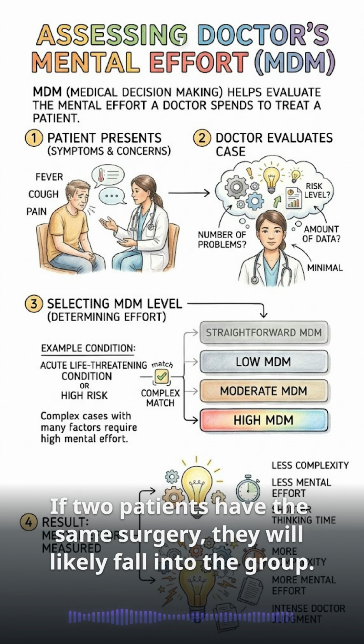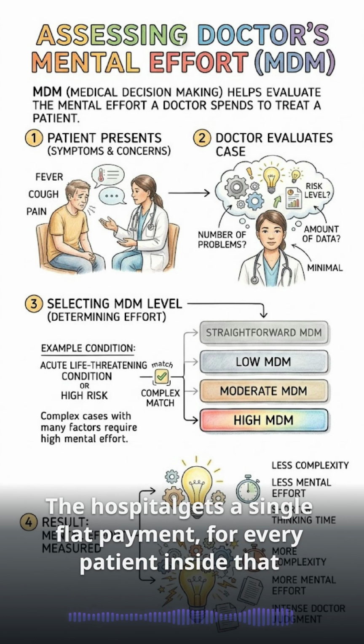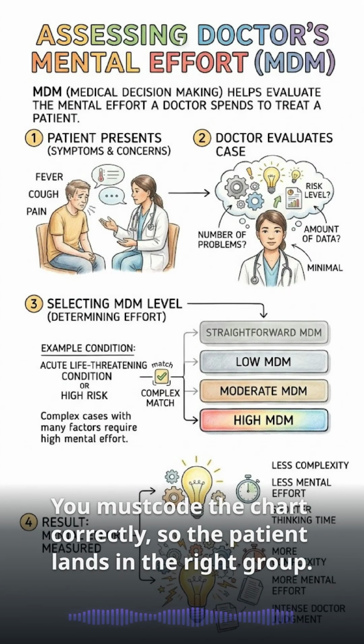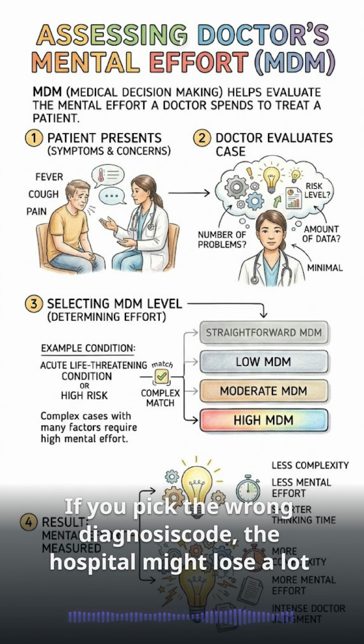If 2 patients have the same surgery, they will likely fall into the same group. The hospital gets a single flat payment for every patient inside that specific group. This flat payment covers the room, the food, and the general nursing care provided. You must code the chart correctly, so the patient lands in the right group. If you pick the wrong diagnosis code, the hospital might lose a lot of money.